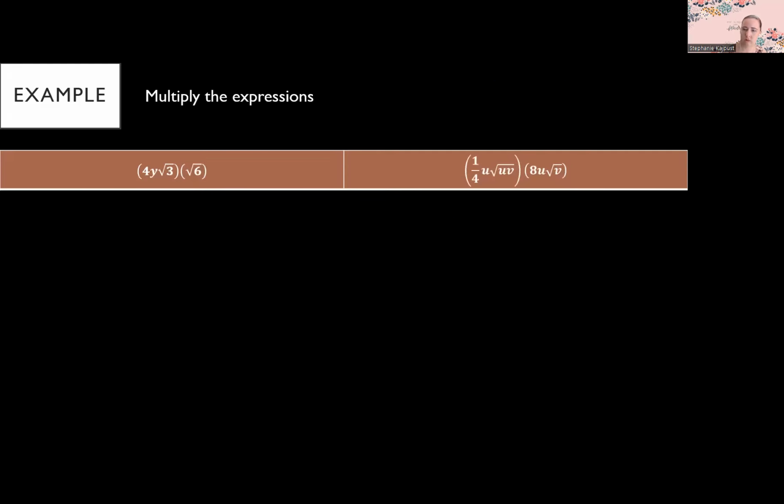Okay. So we'll do some more here. On the left, I have 4y and then the square root of 3 times the square root of 6. So there's no number in front of the square root of 6. So I don't really need to do any rearranging because that 4y, I'd just be multiplying by 1. So all you need to do is use your associative property to rearrange your parentheses here. We're doing the square root of 3 times the square root of 6. So we get 4y and then 3 times 6 is 18.